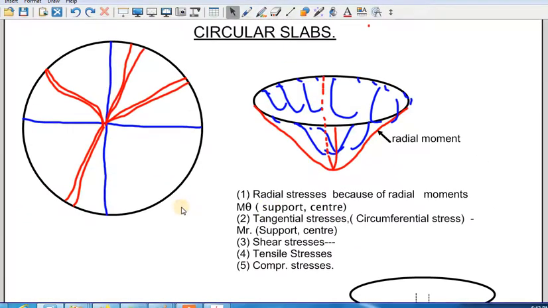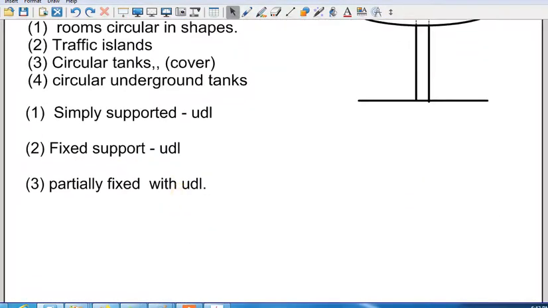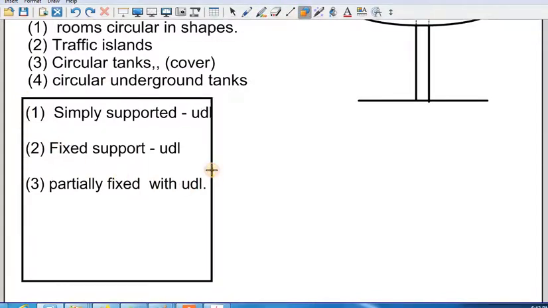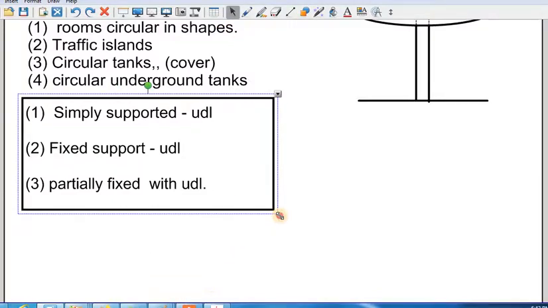So in this chapter, we will be dealing with three cases mainly. One is the support condition, simply supported with the UDL, because we will go through only UDL, since we don't have any other loads in the syllabus at present. So we'll be dealing only with the UDL cases, a simply supported circular slab with the UDL.